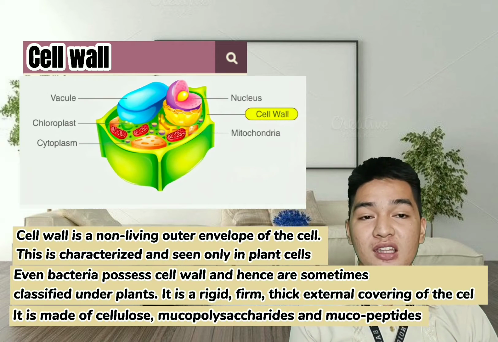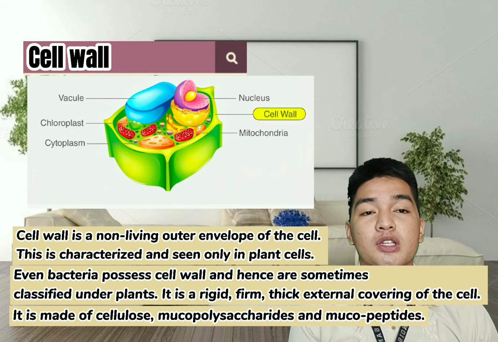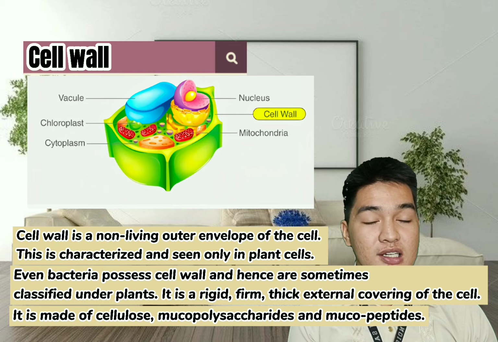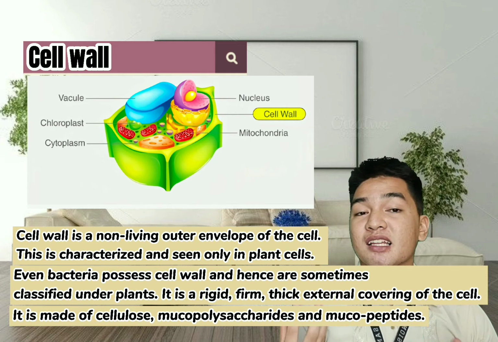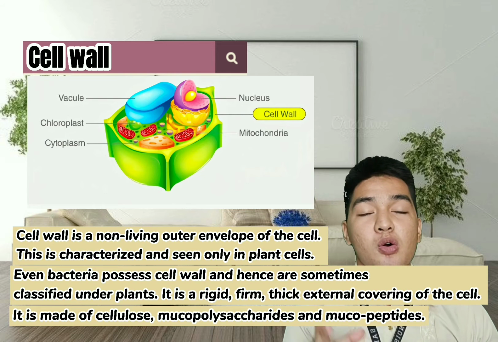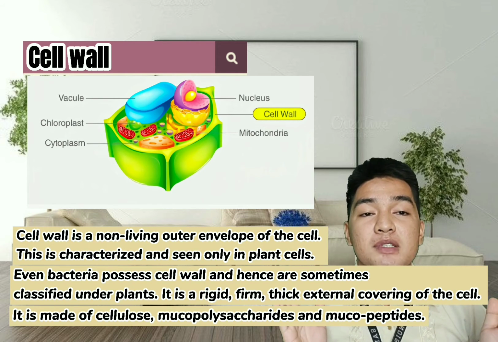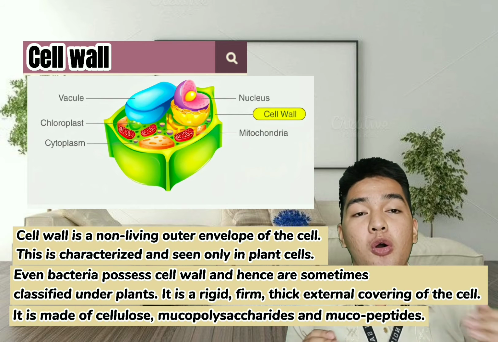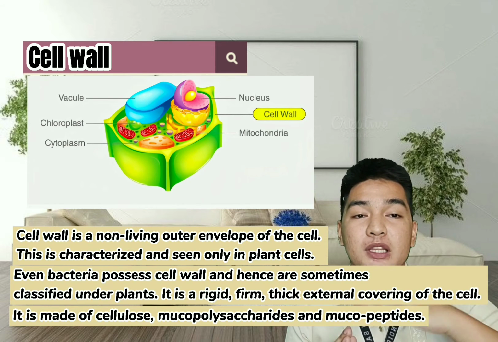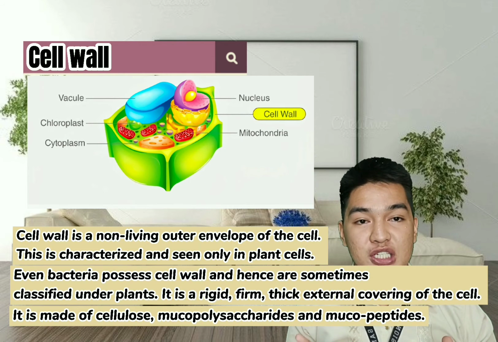Next is the cell wall. Cell wall is a rigid, firm, and thick layer of the cell which is made of cellulose. It is responsible for an additional protective coating of the cell. So, kumbaga, siya yung nag-maintain ng structure ng cell ng plant at siya rin yung additional protective layer. Kumbaga, para hindi na talaga makapasok yung mga pathogens.